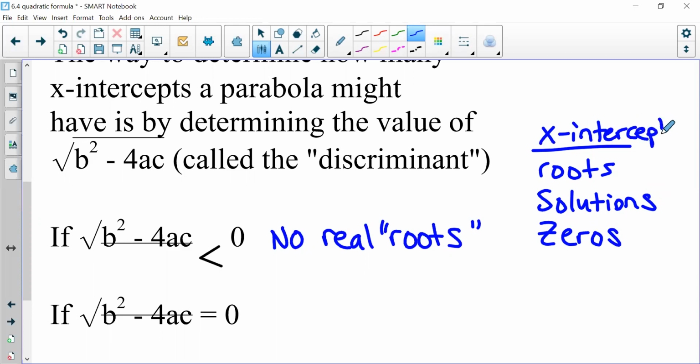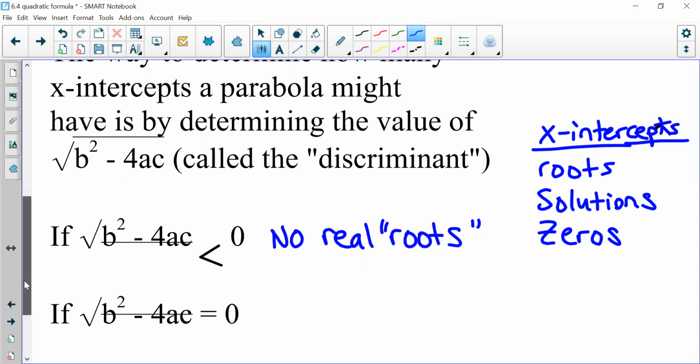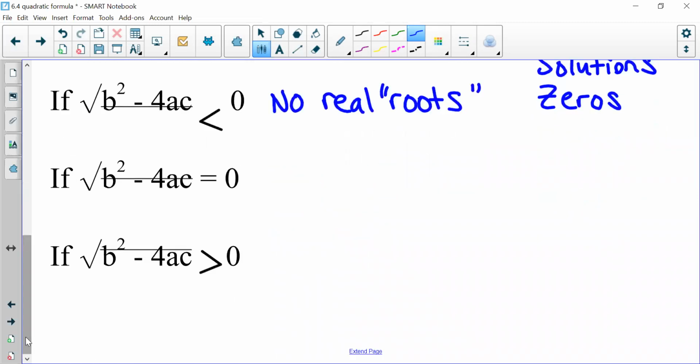I don't know why the x-intercept has so many different names. If the discriminant is a negative number, you won't be able to use the quadratic formula, and it means the parabola doesn't cross the x-axis. So you'll just say no real roots or no x-intercepts. You'll just be done. If underneath the square root sign equals 0, you'll have 1 x-intercept, and it will be the vertex.